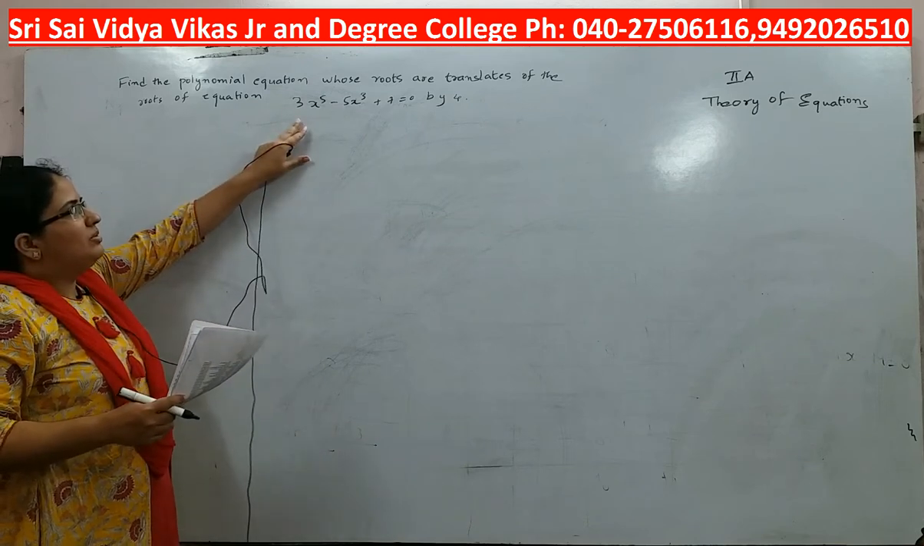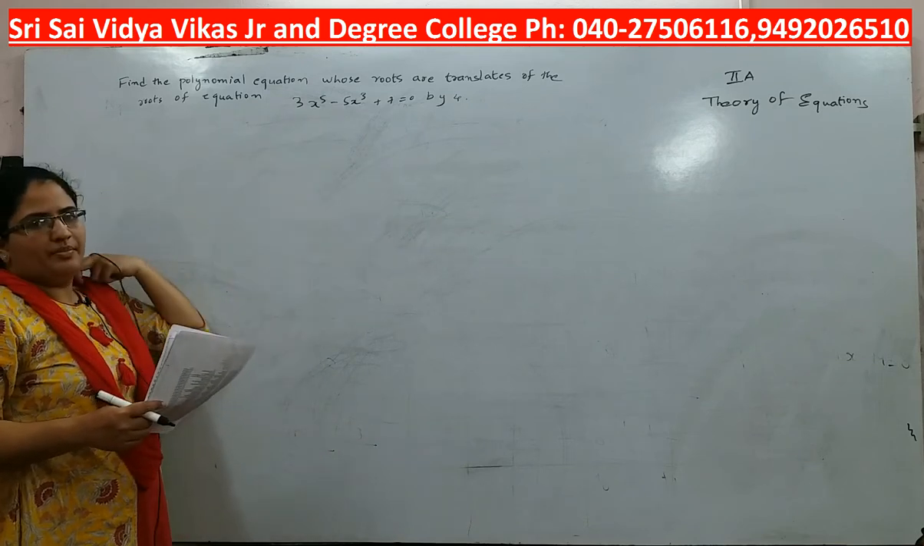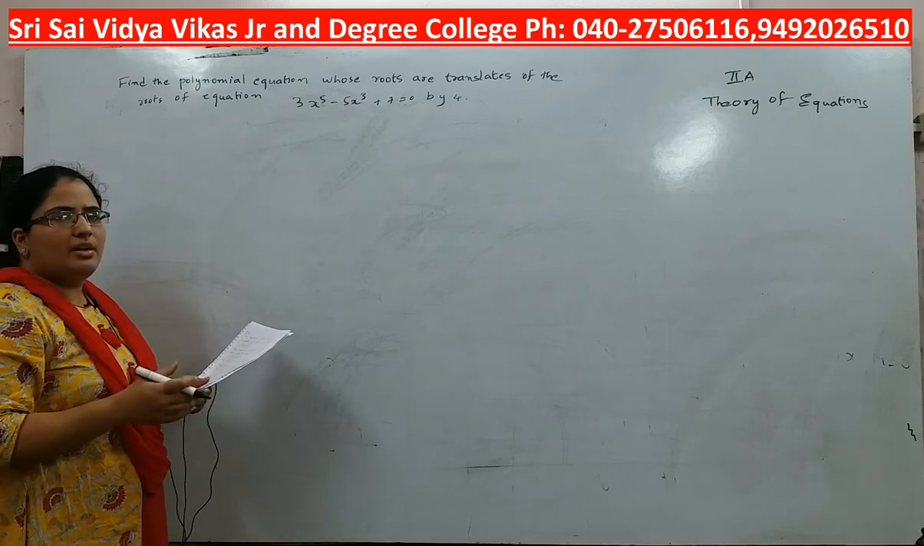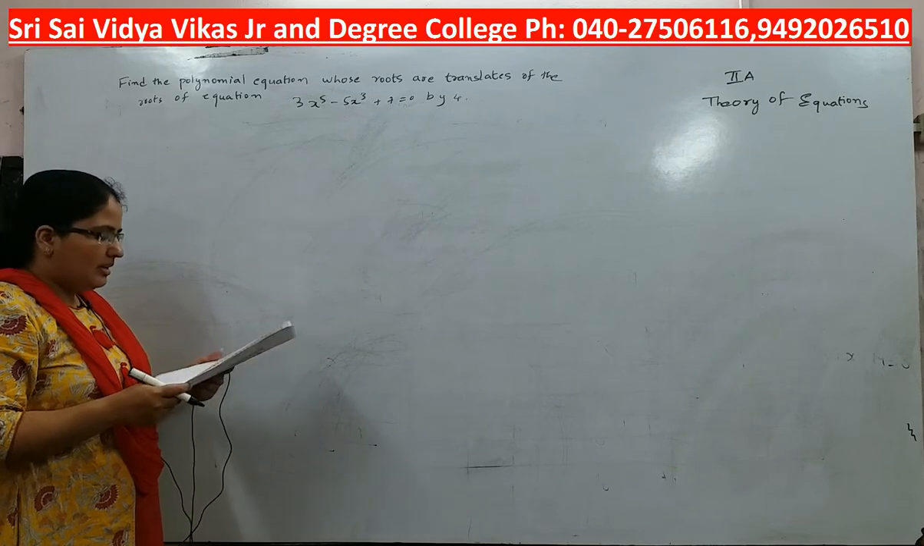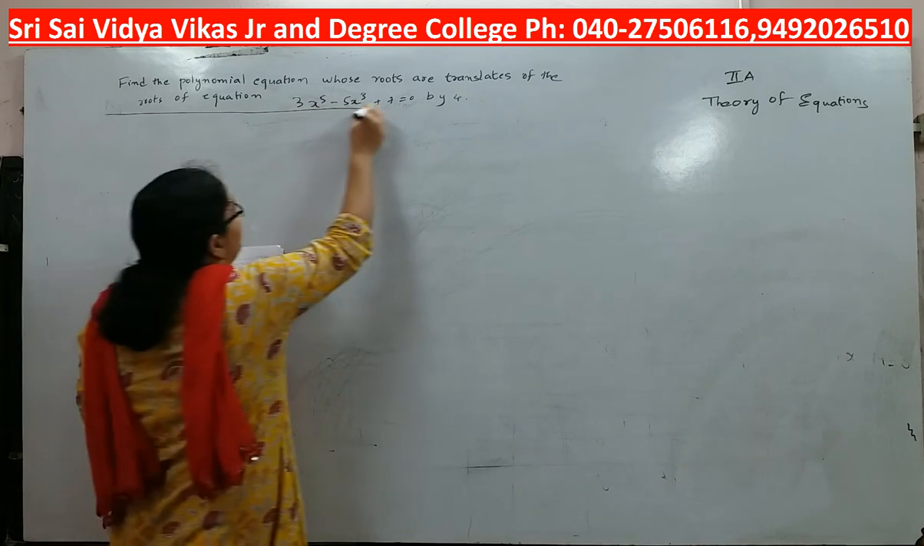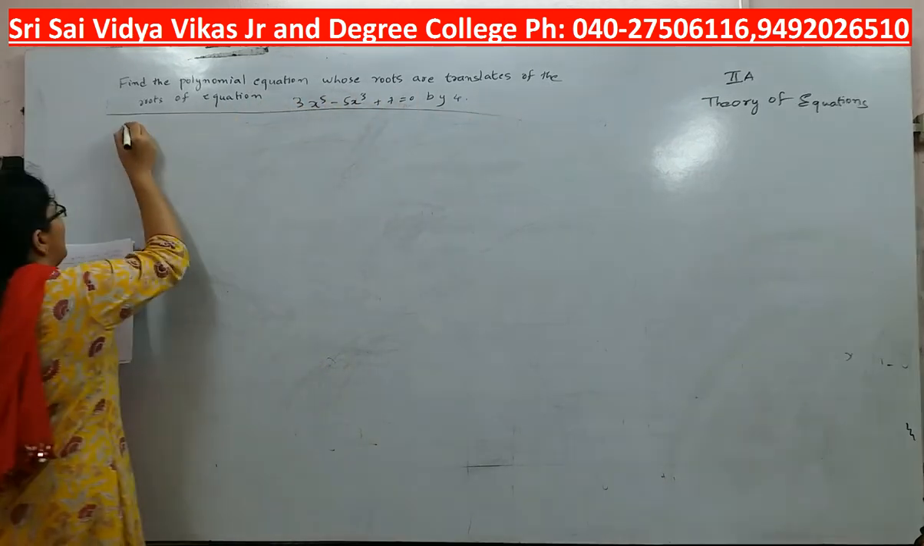Now you have to do synthetic division with minus 4. When 4 is given, you will take minus 4 and do the synthetic division and find out the new polynomial equation. Now I want you to take down a note. This is about the previous class note.